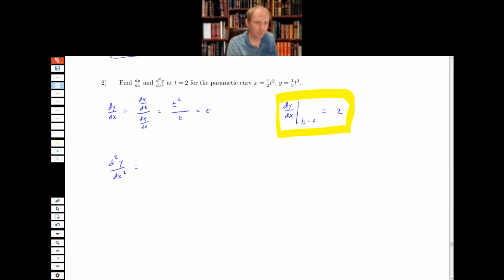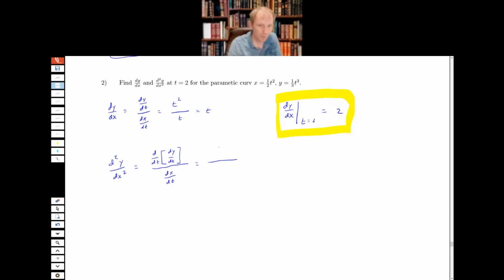All right, now for the second derivative, what I want to do is treat the first derivative as my function. So I'm going to take the derivative of dy dx divided by dx dt.